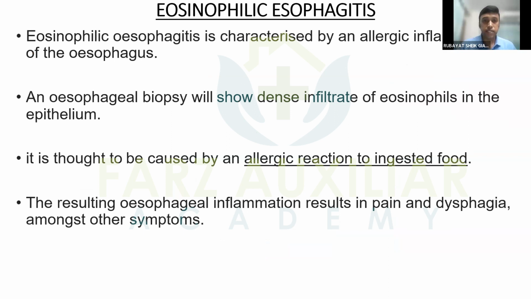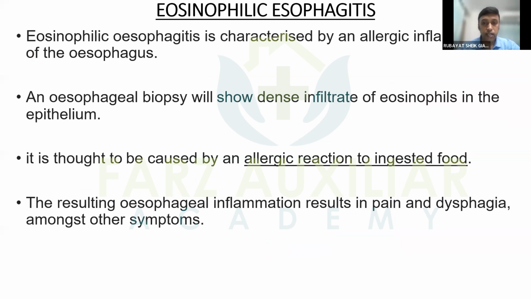Another topic that has been coming up in the exam is eosinophilic esophagitis. This thing was not known till very recently. It is a condition where the esophagus is infiltrated by eosinophils. And we know eosinophils are related to allergy. So it's an allergic inflammation of the esophagus. You have to confirm the diagnosis by taking a biopsy. Only then can we confirm that it's eosinophilic esophagitis, when you see the wall of the esophagus is infiltrated with eosinophils. So what is this condition?